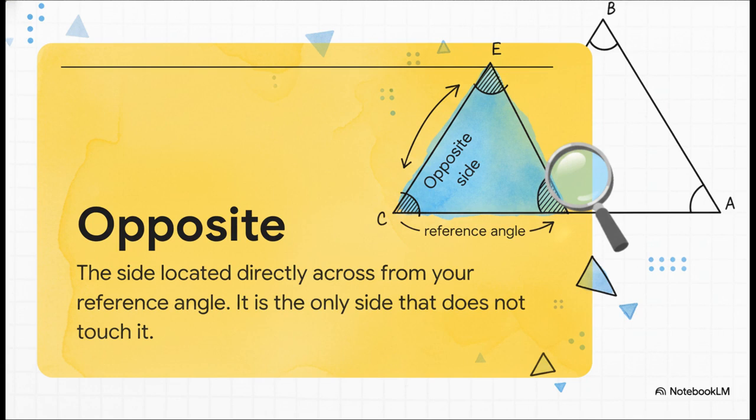Next up, the opposite side. And just like the name says, if you're standing at your chosen angle, it's the side that's way over on the other side of the triangle from you. Here's the real key, though. It's the only side that doesn't physically touch the corner of your angle.